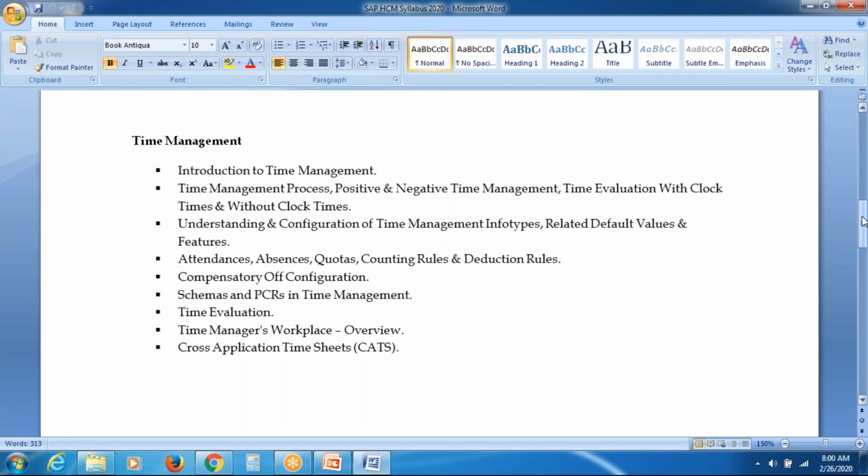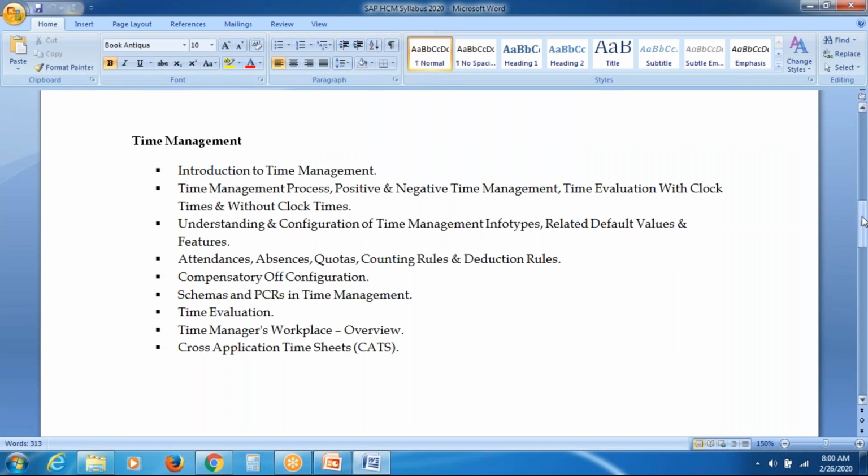Then leave administration. There will be varieties of leaves that are actually offered to the employees, and these leaves can be paid leaves or unpaid leaves. The varieties of leaves that will be offered to the employees across the globe can be, for instance, annual leave, sick leave, short-term disability leave, long-term disability leave, or leave due to industrial accidents, or maternity leave, paternity leave, varieties of leaves.